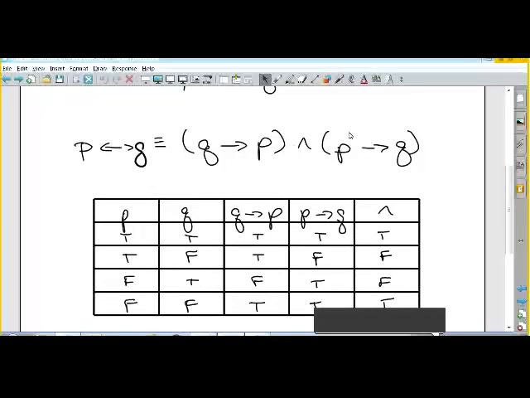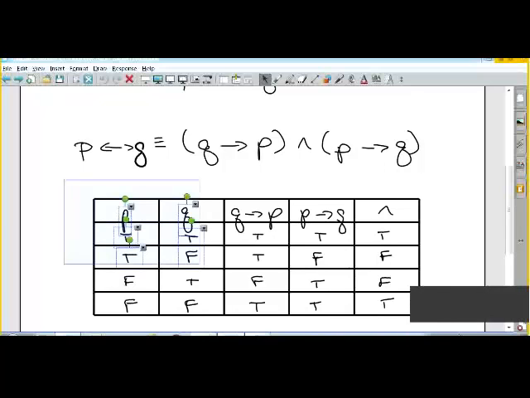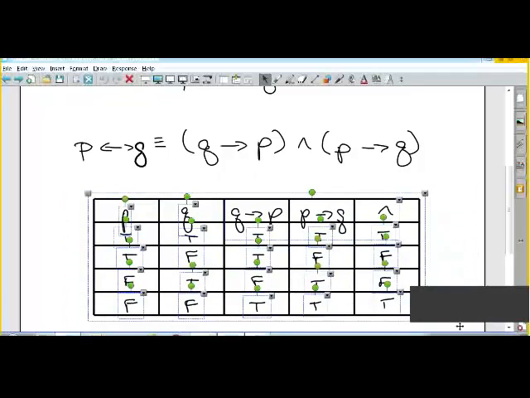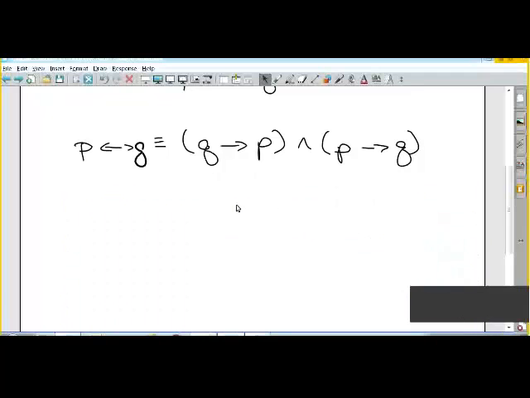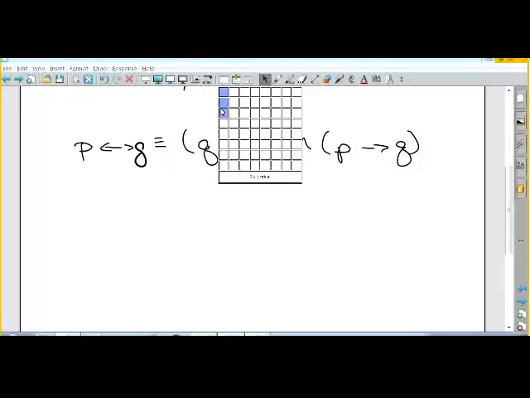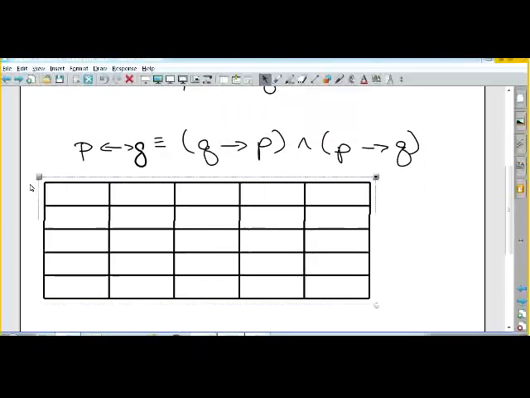If you do the truth table for this operation, let me erase this because it's using the other way of generating truth tables. So let's use the normal way. We need 2 columns for P and Q, and then 1, 2, 3, 4, 5, 6, 7, so we need 9 columns, and we need 5 rows. We need 5 rows because there's P and Q: 2 squared is 4 plus 1 is 5.